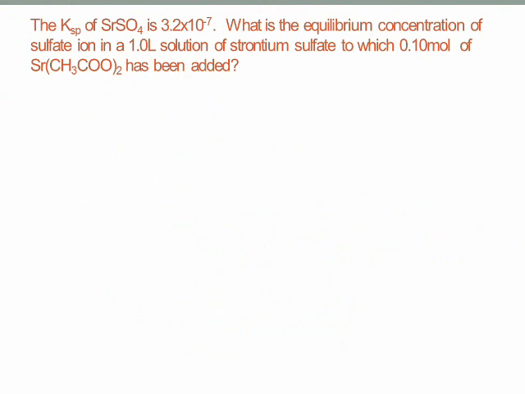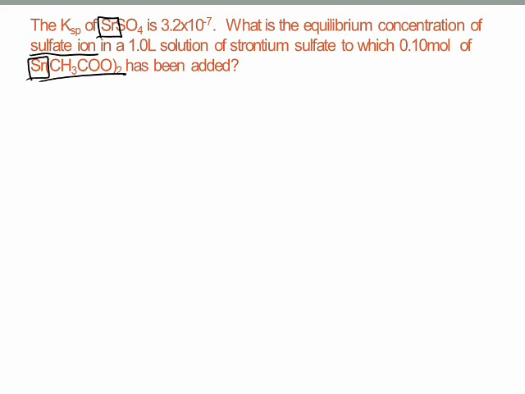Okay, let's try this one. The Ksp of strontium sulfate is 3.2 times 10 to the minus 7. What is the equilibrium concentration of the sulfate ion in a 1 liter solution of strontium sulfate to which 0.1 mole of strontium acetate has been added? We see here we have a common ion, strontium. We want to know what the concentration of the sulfate ion is if we add strontium acetate.